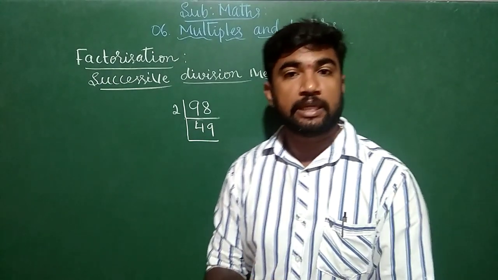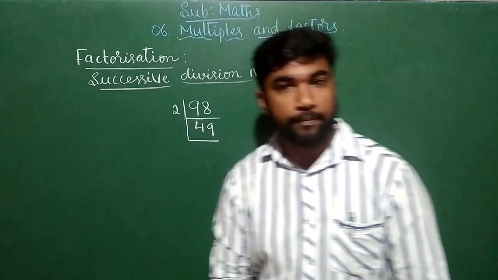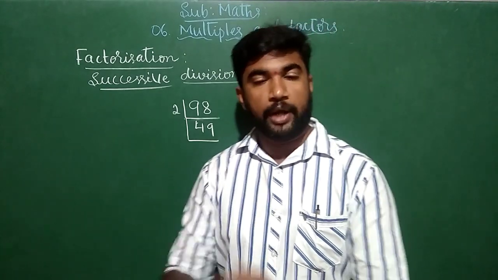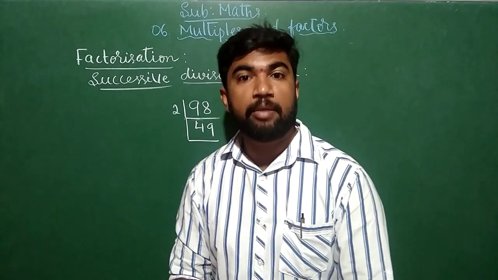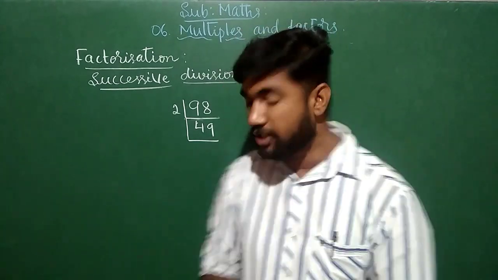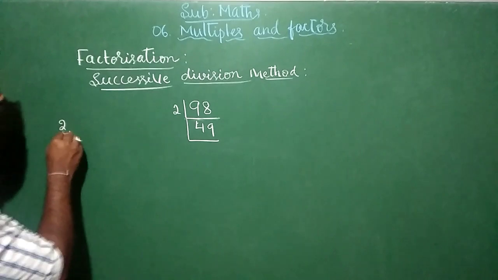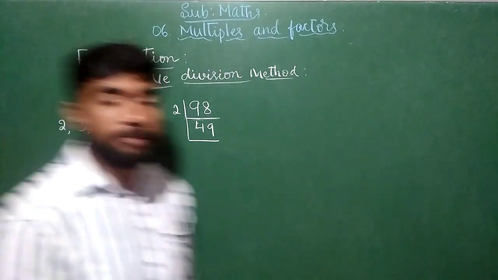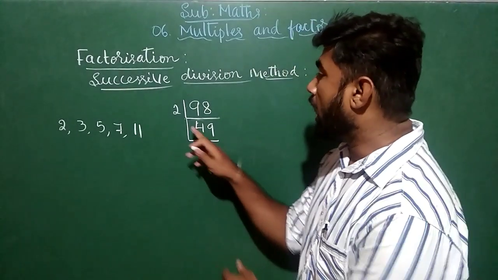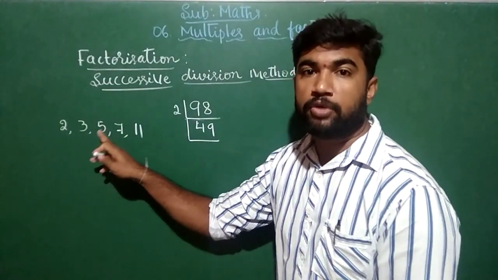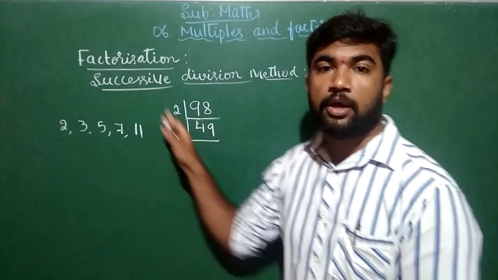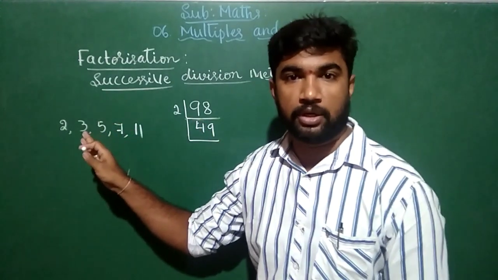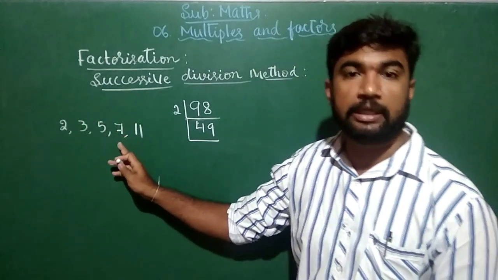Again let us check the next prime number, that is 3. Is 49 divisible by 3? No. Next we check the next prime number, that is 5. We already know 2, 3, 5, 7, 11 are all prime numbers. So after 3 there will be 5, and we need to check whether it is divisible by 5 or not. But 49 is not divisible by 5. So again go for the next prime number, that is 7.